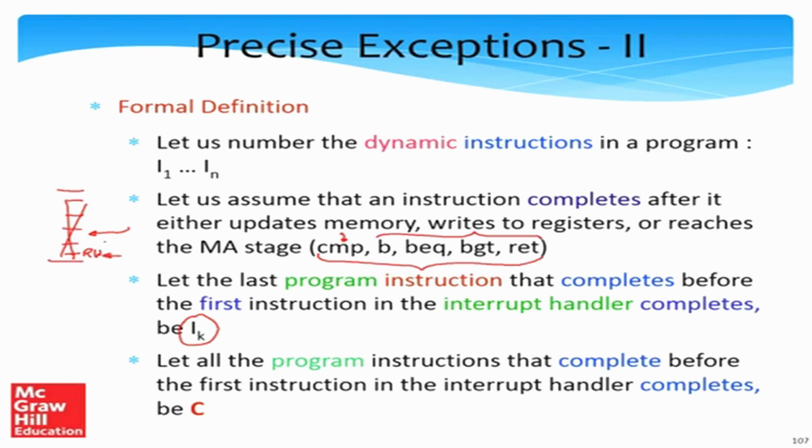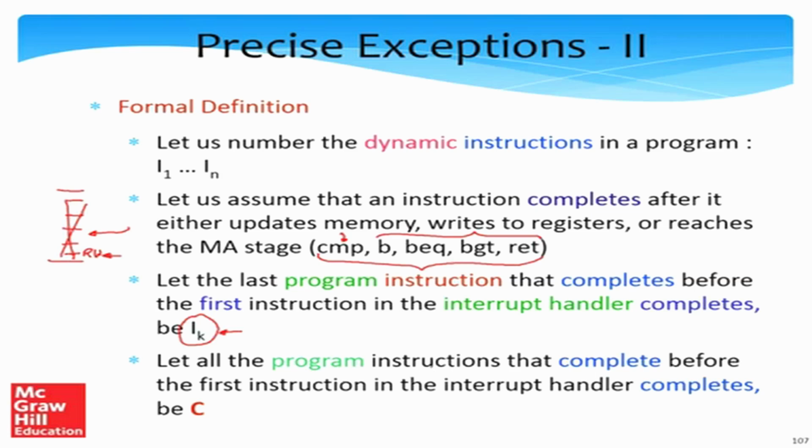So that's the reason we have to be slightly more careful when we define the notion of instruction completeness, and also how we ensure that we stop an already executing program very carefully, execute the interrupt handler and again come back. So this entire process has to be done pretty carefully. That's the reason we define one additional terminology, which is instruction IK, the last instruction in the program that completes before the first instruction in the interrupt handler completes.